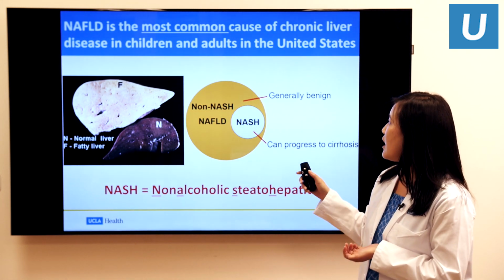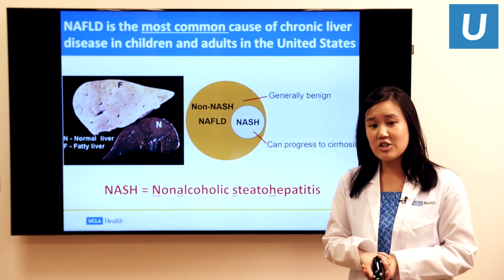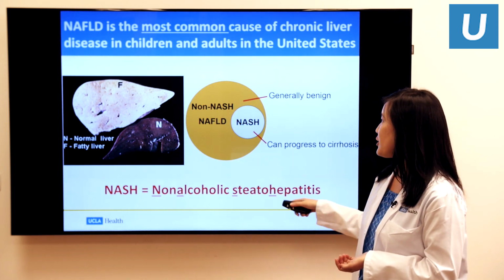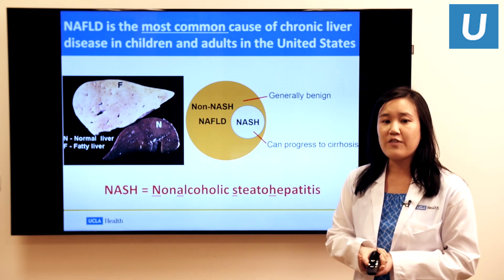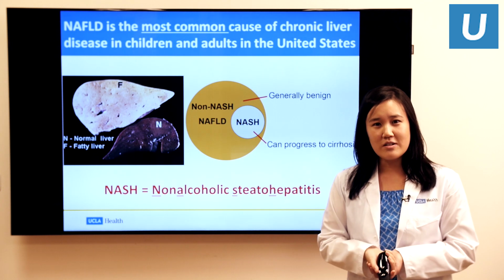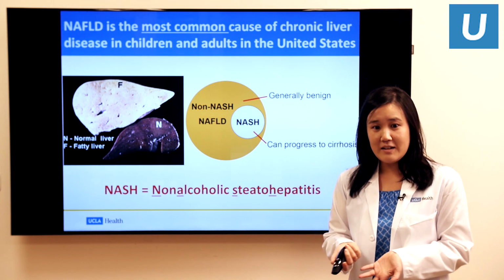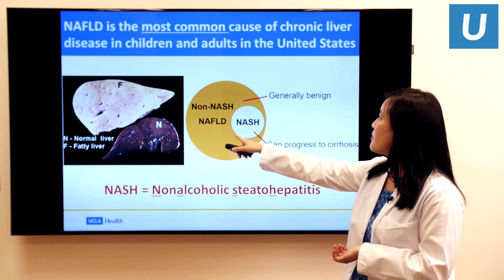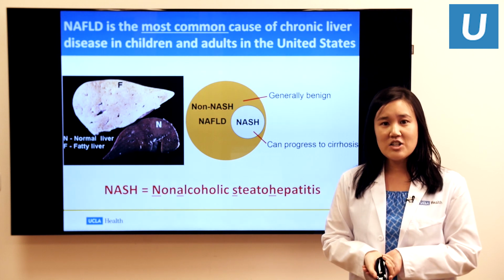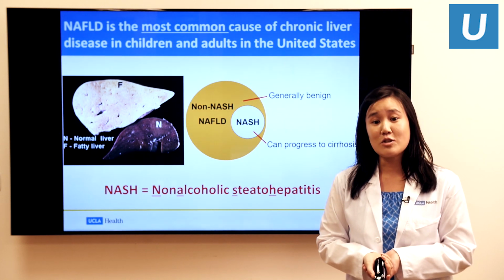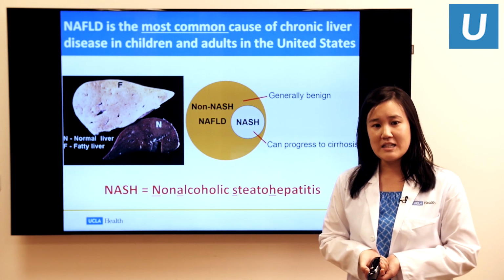In general, you can break down fatty liver into another disease process called NASH, or non-alcoholic steatohepatitis. NASH is a subset of all patients with fatty liver. In general, non-NASH fatty liver is not dangerous, or benign. However, regular non-NASH fatty liver can progress to NASH, and NASH is dangerous because it can progress to cirrhosis, or complete scarring of the liver. And so we'll talk more about that in the next slides.